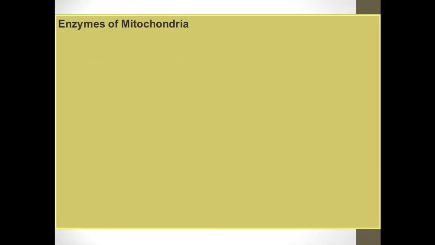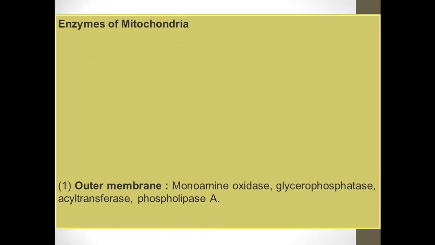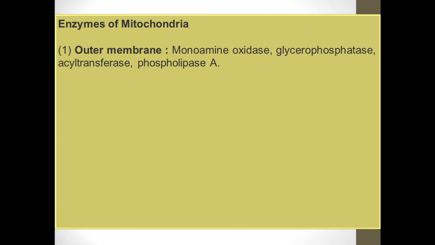Now the enzymes of mitochondria, the most important things you need to remember. The outer membrane has monoamine oxidase, glycerophosphatase, acyltransferase, phospholipase A. Now you are going to question how to remember these names. So you don't remember the names, you just remember the mechanism.